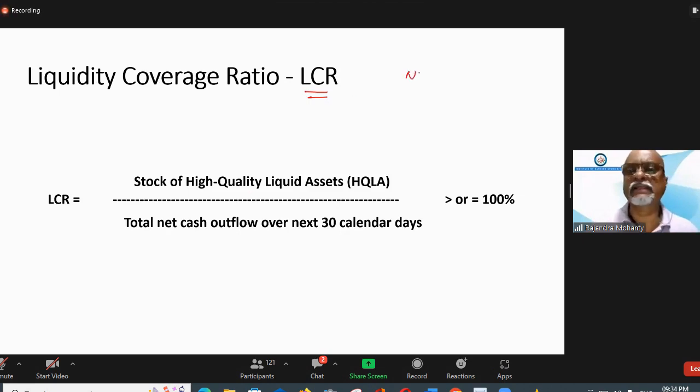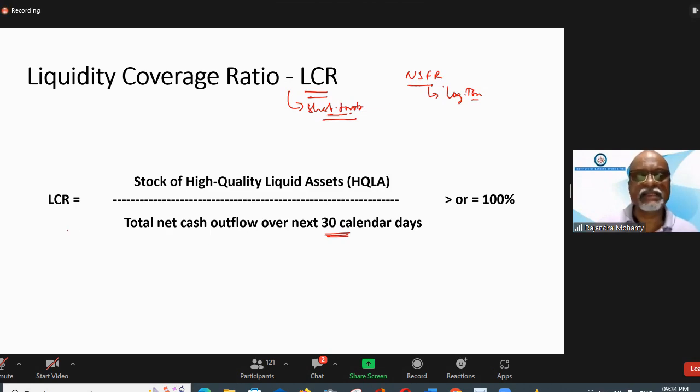Another thing is called NSFR, the net stable funding ratio. So LCR is for short-term liquidity problems, and NSFR is for long-term problems. So you have to look at covering the short-term crisis as well as the long-term crisis. Short-term crisis means normally this LCR has been assigned to maintain for a 30 days period. Here you can see the 30 days period.